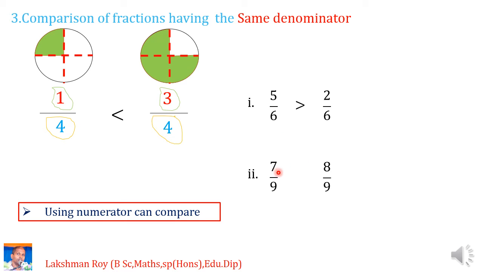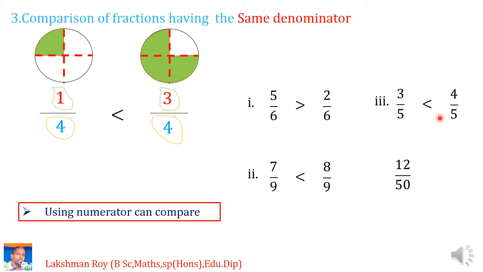Another example, right? 7/9 and 8/9. Denominator 9 and 9, same. Here 7 parts, here 8 parts, right? So the most number of parts is here. That means 8/9 is big, right? Then another example, say, students: 3/5 and 4/5, right? Denominators 5 and 5 are equal. Here 3 parts, here 4 parts. So here is the bigger number of parts, so 4/5 is big, right?